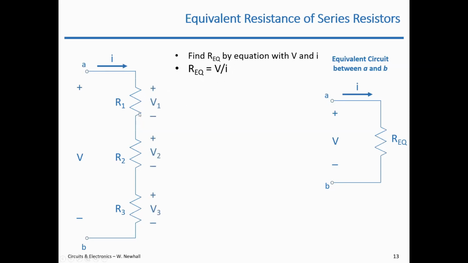Okay, so let me define some voltages across these resistors. V1 across R1, V2 across R2, etc. Now let's just write an equation. Let's start by writing a KVL equation. If I start at the bottom here, minus V plus V1 plus V2 plus V3 equals 0. Rearrange that, and I get V equals the sum of the voltages.